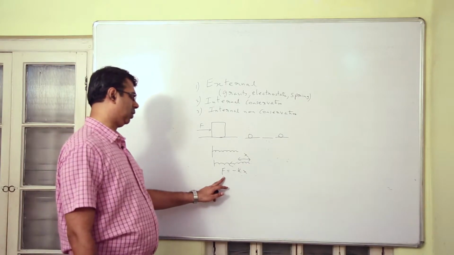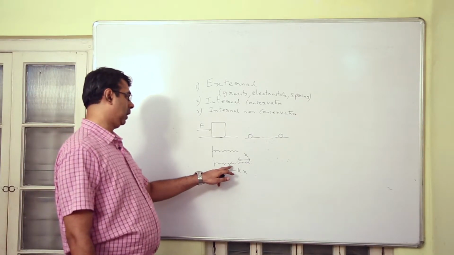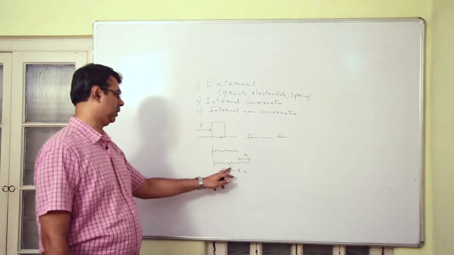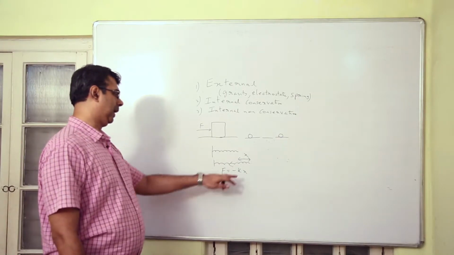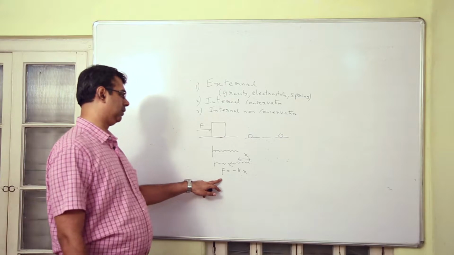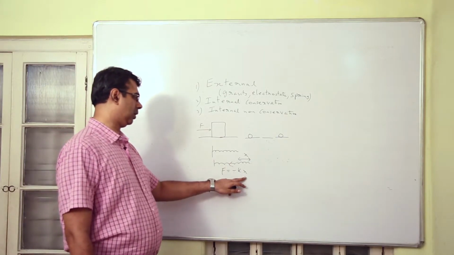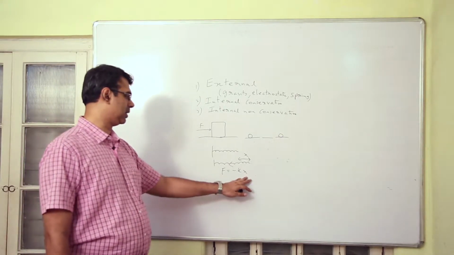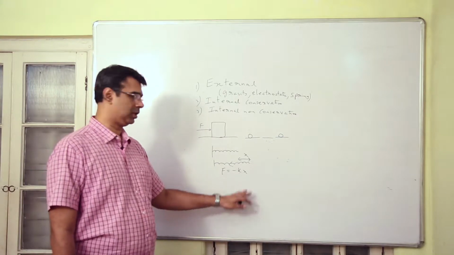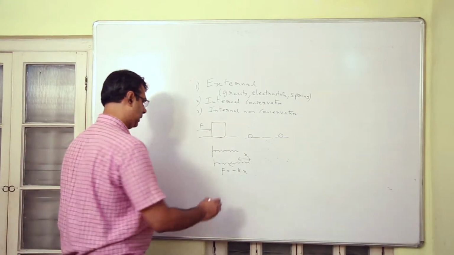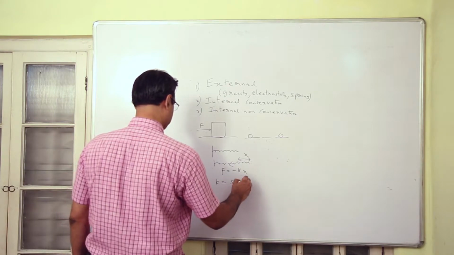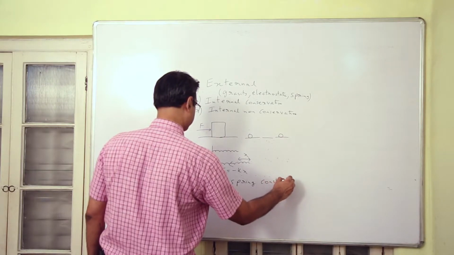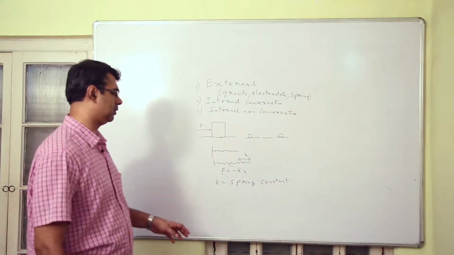This restoring force, if I call it F, you can see from the diagram, will act opposite to the displacement. I have elongated the spring, the restoring force will try to bring it back to its original state. So the restoring force F will be oppositely directed to the elongation. At the same time, it will be proportional to the elongation. So if the elongation is x, the restoring force will be proportional to x. The constant of proportionality K is called the spring constant of the spring.